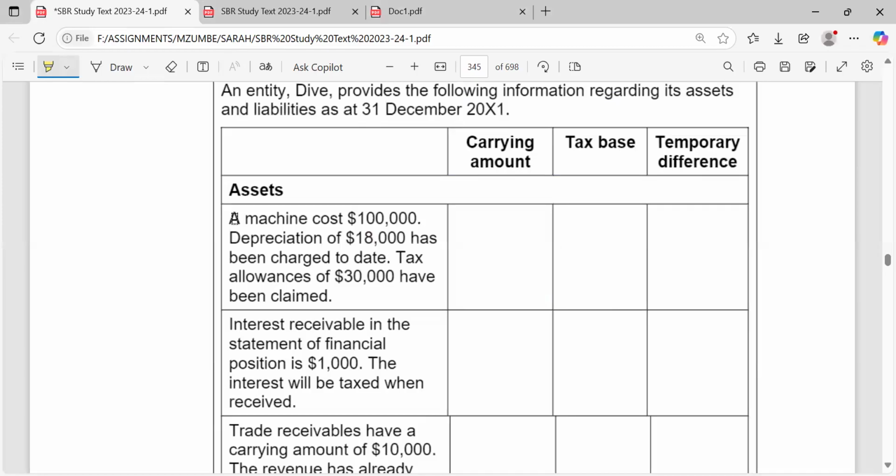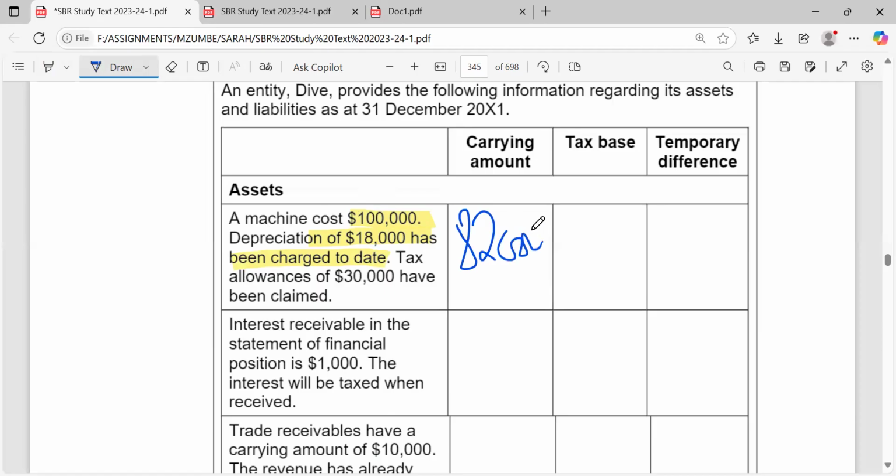We say that a machine cost $100,000. Depreciation of $18,000 has been charged to date. So this is the accumulated depreciation. Tax allowances of $30,000 have been claimed. Now do you see how you do this? It's just simple. What is the carrying amount? The cost was 100,000, but accumulated depreciation for accounting purposes is 18,000. So 100,000 minus 18,000, you get 82,000.